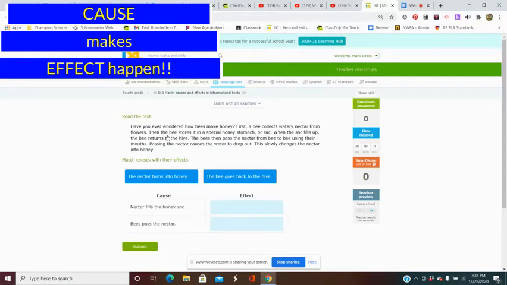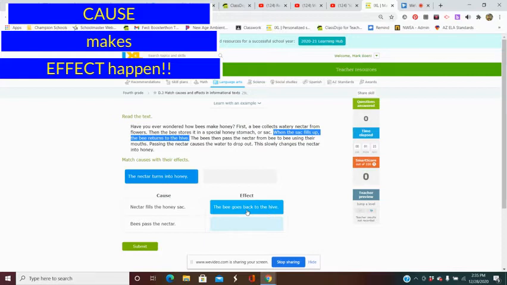So cause is what happens to make an effect. And so let's see, the nectar fills the honey sac. What is the effect of that? What happens because of that? That's what the effect is. So as soon as the nectar fills the honey sac, then what happens? What's the effect? Well, let's look right here. When the sac fills up, the bee returns back to the hive. So in other words, the cause is that the nectar fills the honey sac, and the effect is the bee returns to the hive.